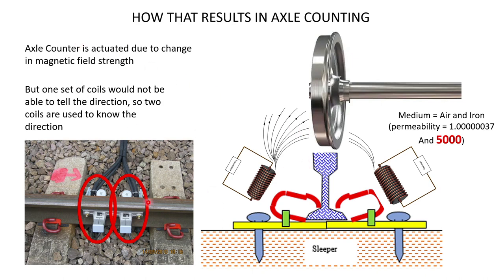Now, as you can see, in real axle counters it's not just one coil, we have two coils because we also want to be able to know the direction in which the wheel is going. And we'll look at that in a future slide.